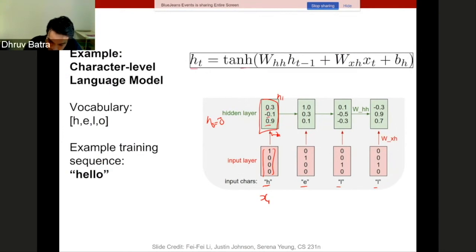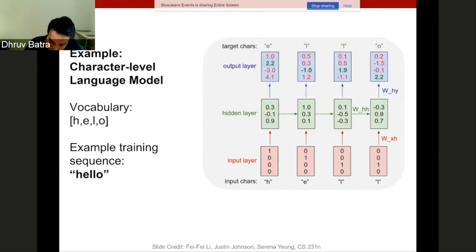And this is the operation that we're using to compute this. These numbers then go into a second WHY matrix that is then used to compute these scores. So this is the output layer, and this score, let's say the score at time T, can be fed into a softmax to get probabilities.